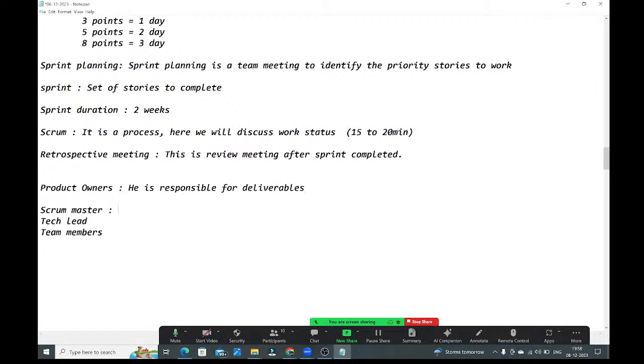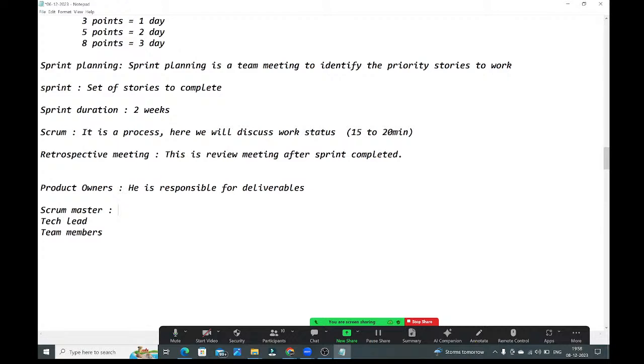Next, Scrum Master, guys. What will he do? He is the person to manage our agile team. When we are working with agile, one person is required to manage the entire agile team. He is going to act as a mediator between the product owner and the agile team.